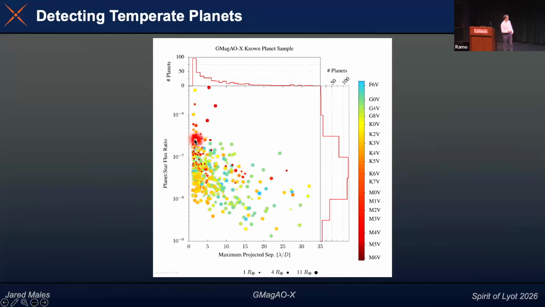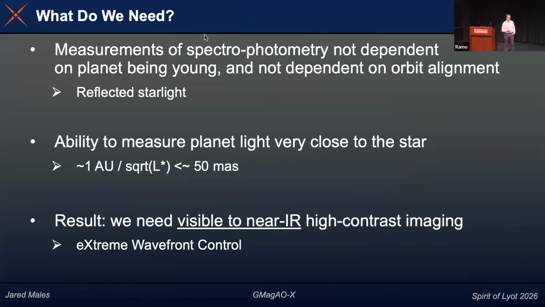So this is showing 10 to the minus 7 in here, and this is in lambda over D units, at 800 nanometers and a 25 meter diameter telescope. So 5 here is about 30 milliarcseconds. So we need extreme contrast very close to the star in visible near-infrared high contrast imaging if we're going to be able to fill in this gap in the known planets that we're not yet characterizing.